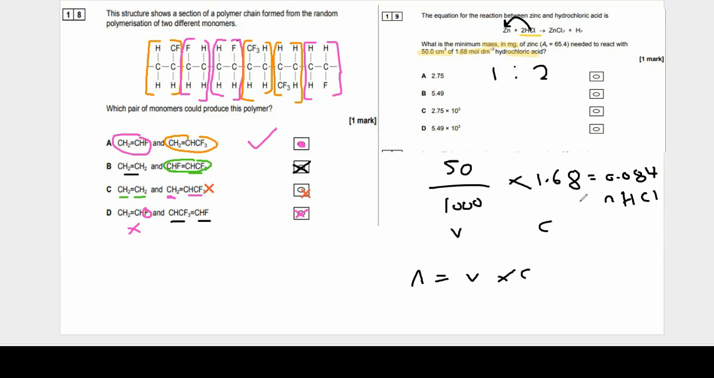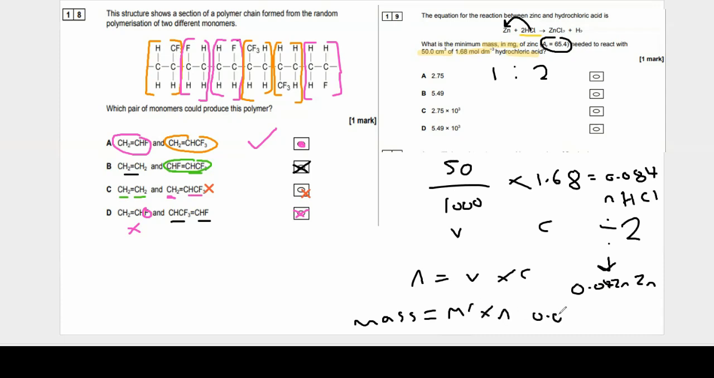Now we want to know the minimum mass in milligrams of zinc. So I've got to find the moles of zinc. Now we're going to divide by 2 because the ratio is 2 to 1 of hydrochloric acid to zinc. And we're going to get 0.042 moles of zinc. Now we just need to times that by the Ar. Remember, mass is equal to Mr times moles or Ar times moles. So we're going to do 0.042 times 65.4. And that's going to give us our mass of zinc.